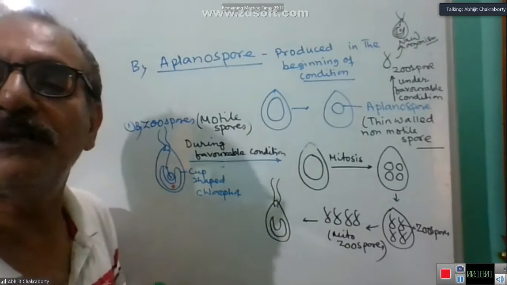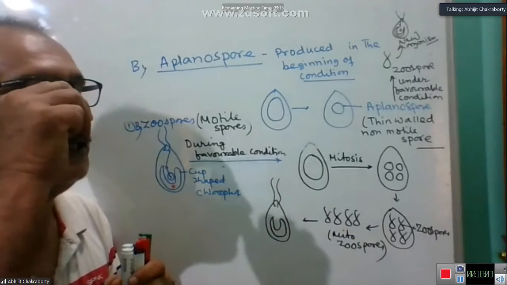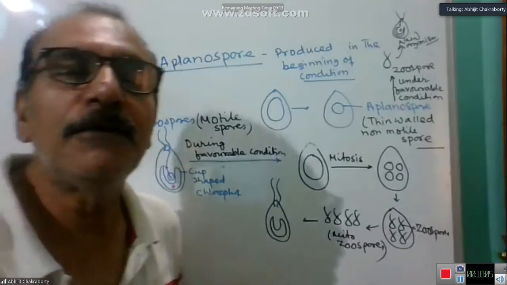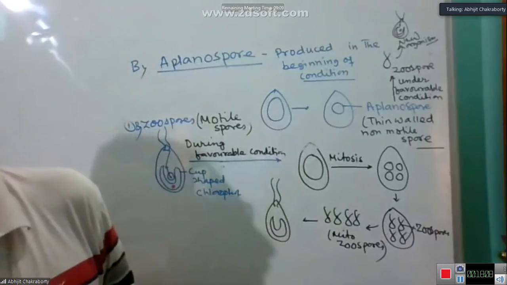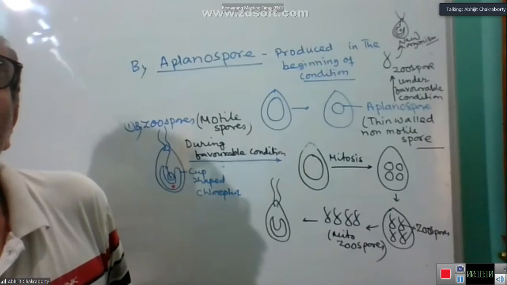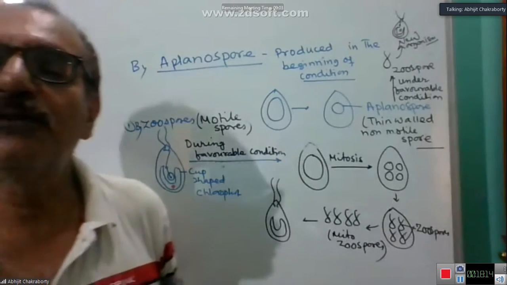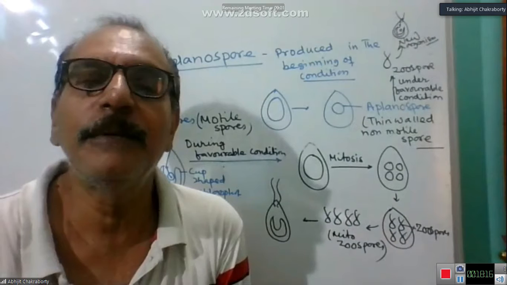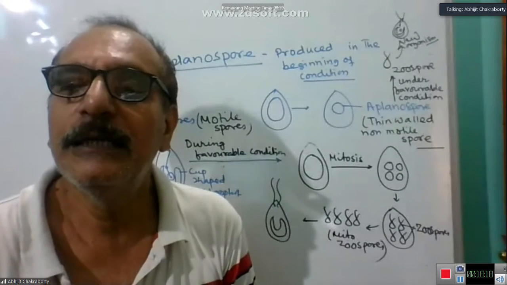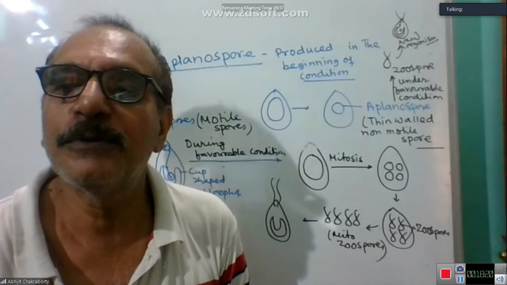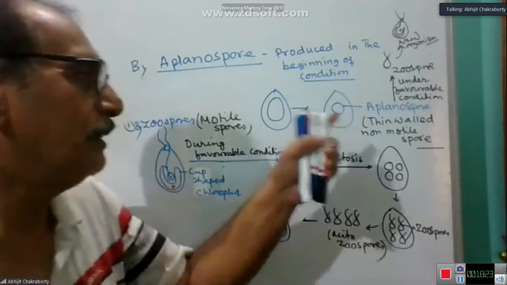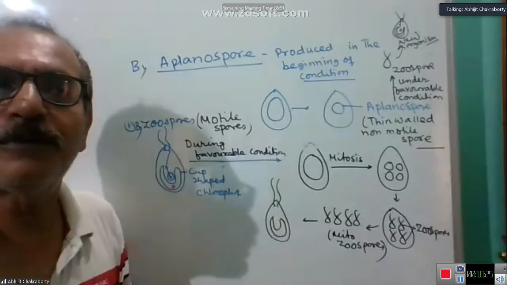Aplanospores are produced in the beginning of unfavorable condition so that they become thin-walled and they are non-motile. When favorable condition comes, they will be converted to zoospores, flagella developed, giving rise to a new organism. This is what happens in case of aplanospores. Clear? So what is the difference between zoospore and aplanospores?